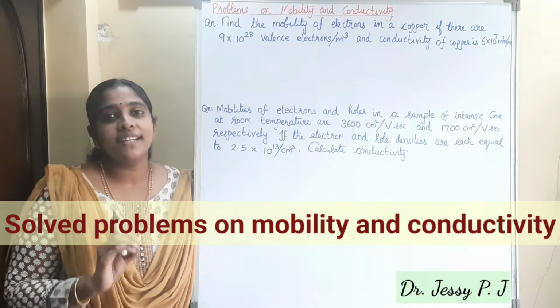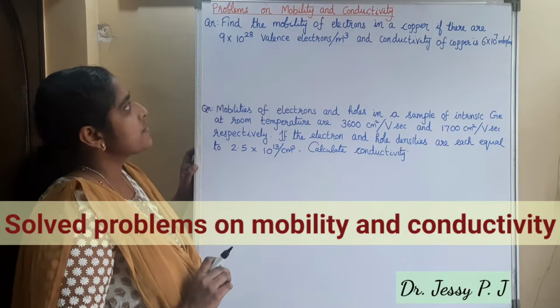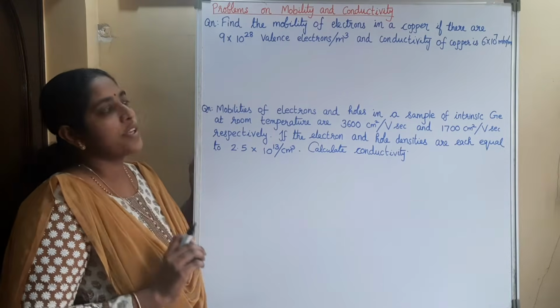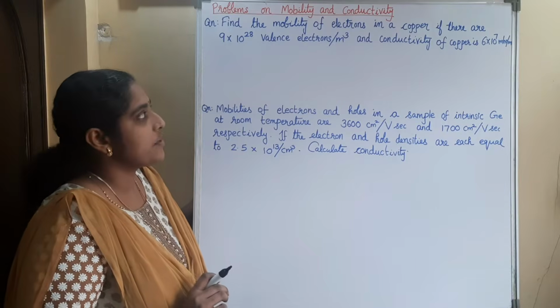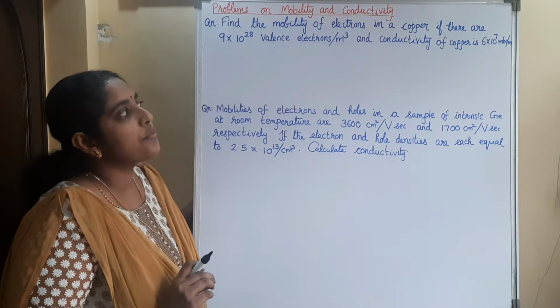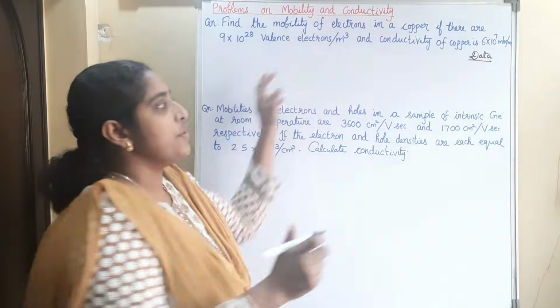Hi all, today we can discuss the problems based on mobility and conductivity. See the first question: find the mobility of electrons in copper if there are 9 into 10 raised to 28 valence electrons per meter cube and the conductivity of copper is 6 into 10 raised to 7 mho per meter. Find the mobility of electrons.